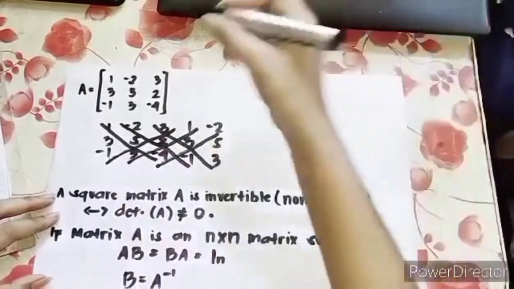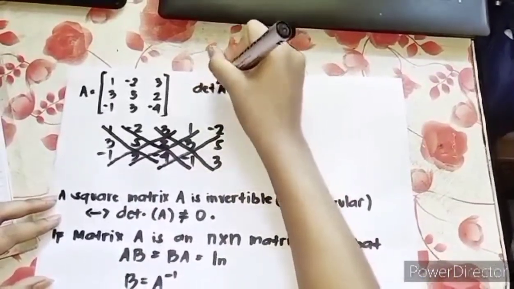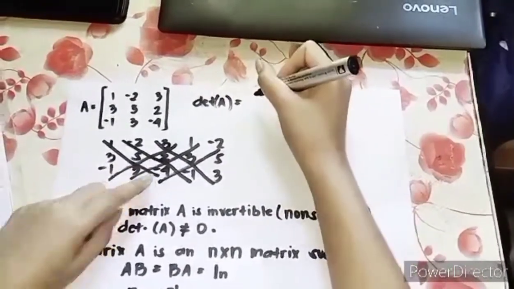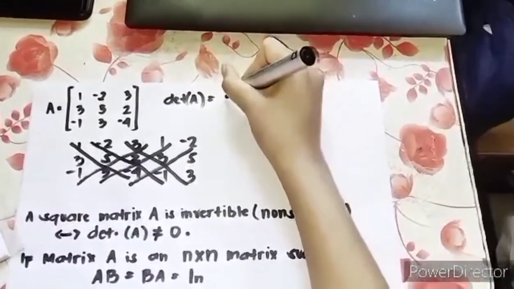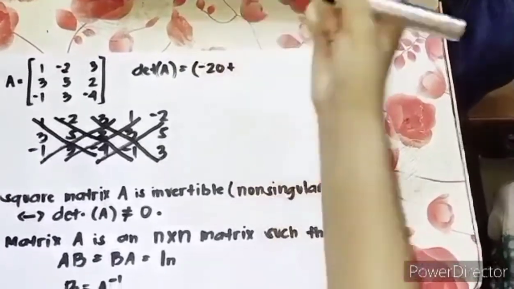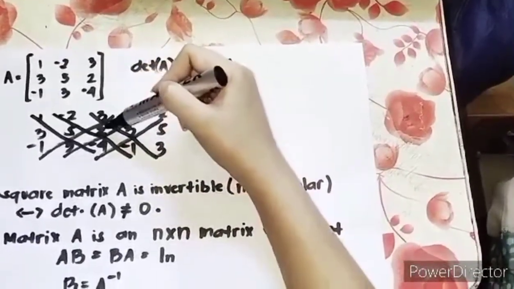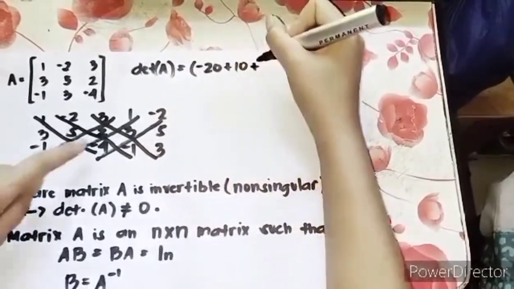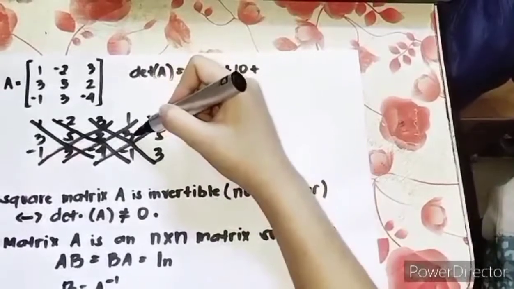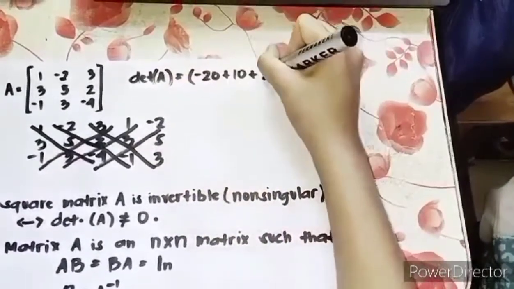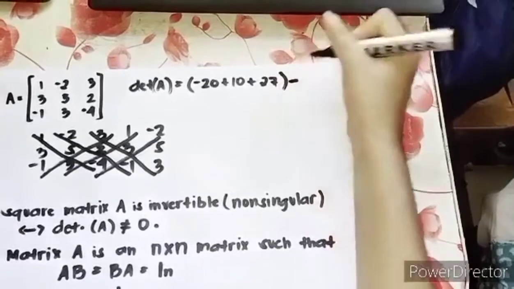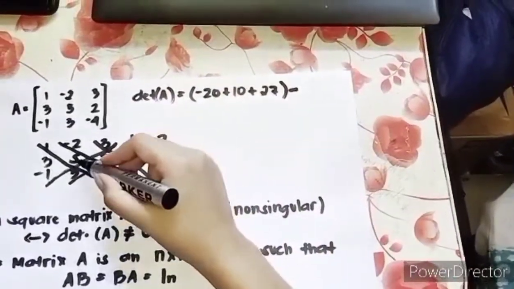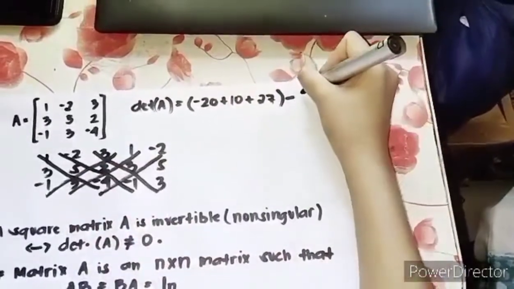So determinant A is equal to 1 times 5 times negative 4 is equal to negative 20, plus negative 2 times 5 is equal to negative 10 times negative 1 is equal to positive 10, plus 3 times 3 times 3 is equal to positive 27, and subtract with the other row, which is from here, 3 times 5 is equal to 15 times negative 1 is negative 15.